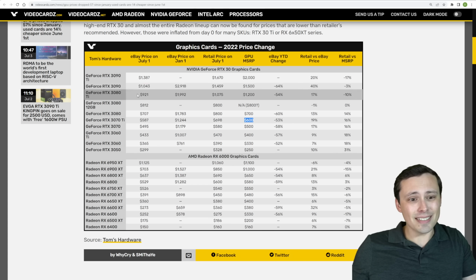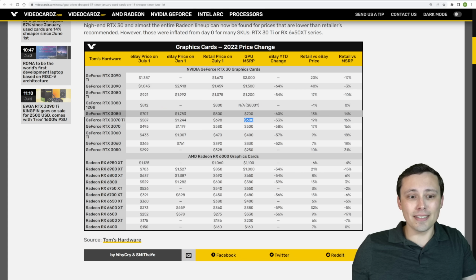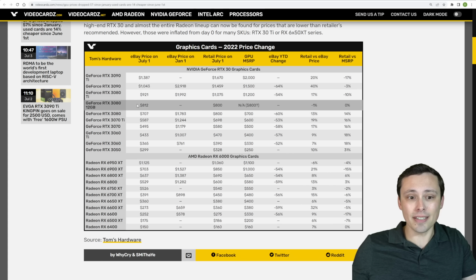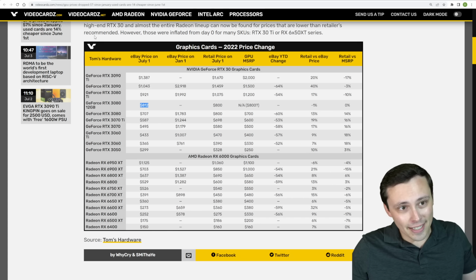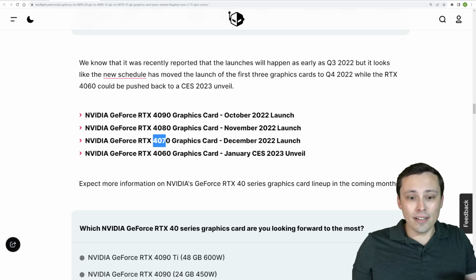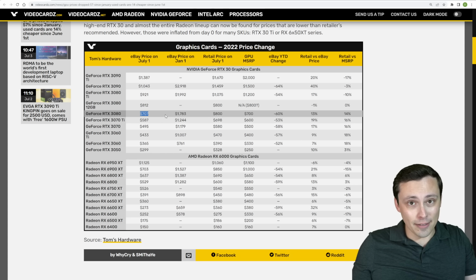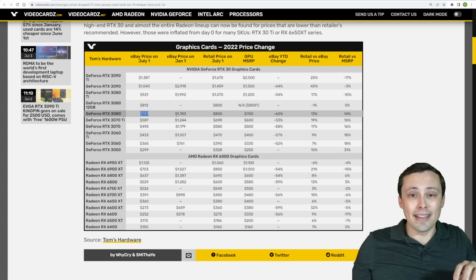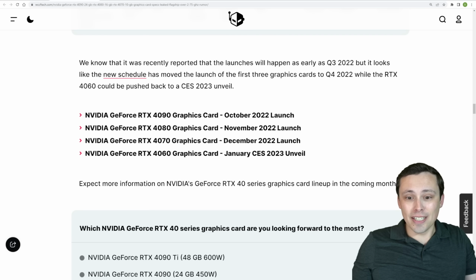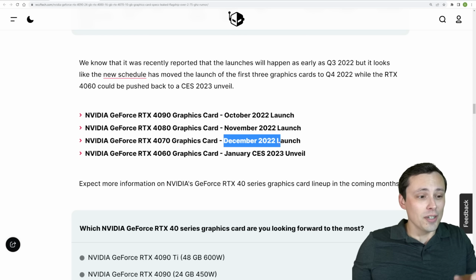And that 70 class card may or may not actually be significantly better than some of the current top end. So I guess what I'm getting at here is, if the card that you're waiting for is the 4070, I'm almost wondering if it would just make sense to buy a 3080 right now. Because I do think the 4070 might beat a 3080, but I doubt it would beat it by that much.